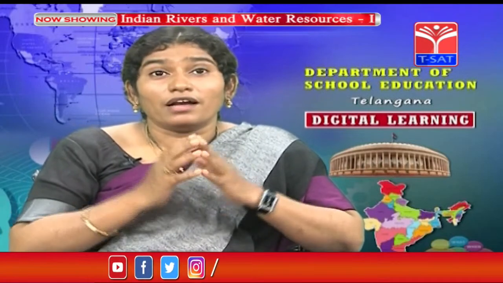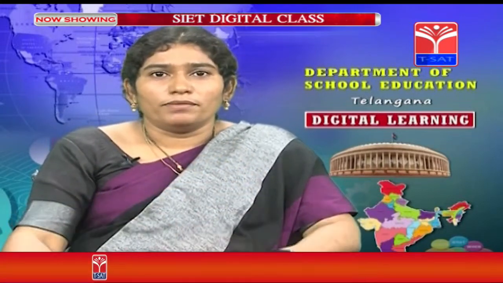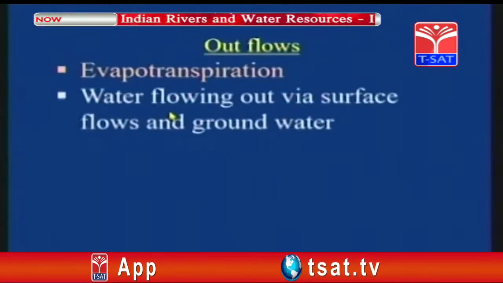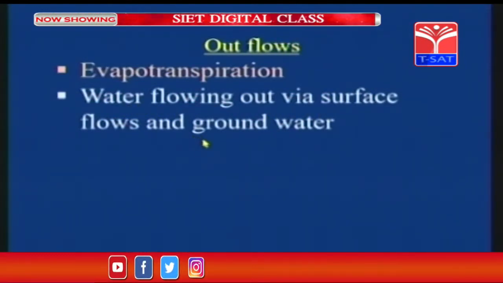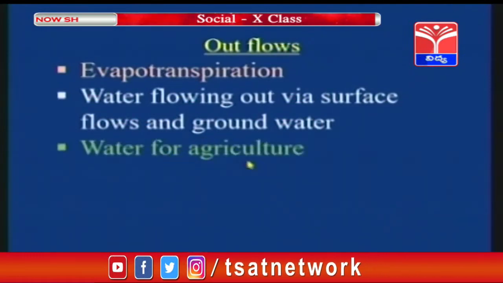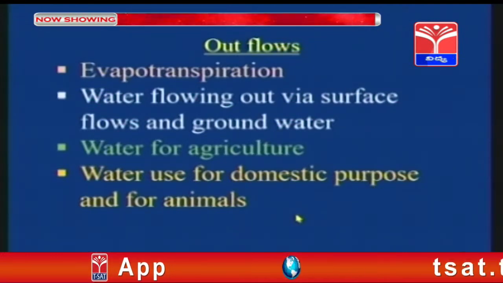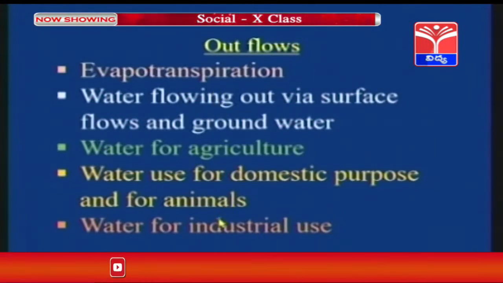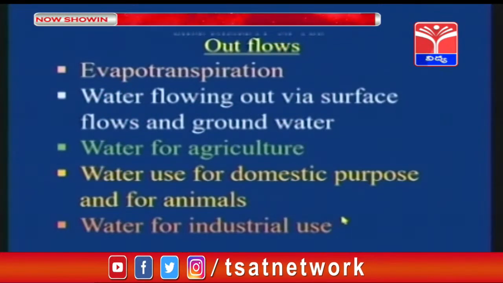Children, now let us study about the outflows. What are outflows, or how we spend, or how the water goes out in this topic. The outflows are through the evapotranspiration, and also water flowing out via surface flows and groundwater, water for agriculture, water used for domestic purpose and for animals, water for industrial use. So these all things make the water utilization. Water is used, and let us study each one in detail.